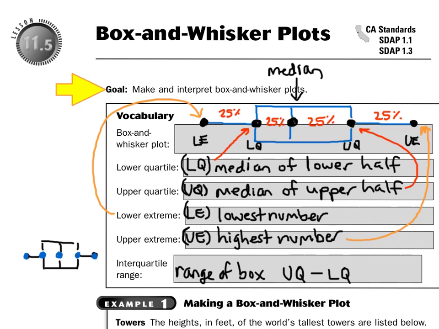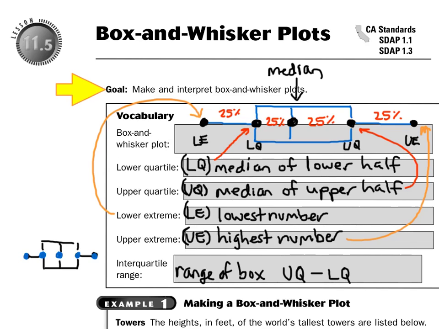The lower extreme is just the lowest data item they give you, and the upper extreme is the highest data item they give you. And then there's something else you'll hear once in a while, the interquartile range. Now you know the regular range would just be the high minus the low, but the interquartile range is the range of the box. So it's the upper quartile minus the lower quartile.